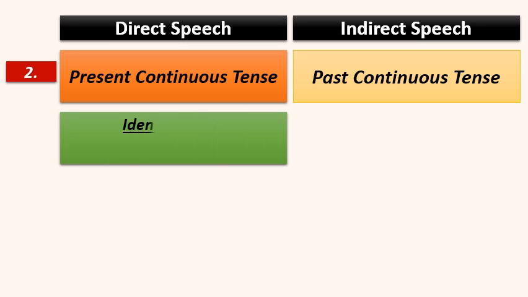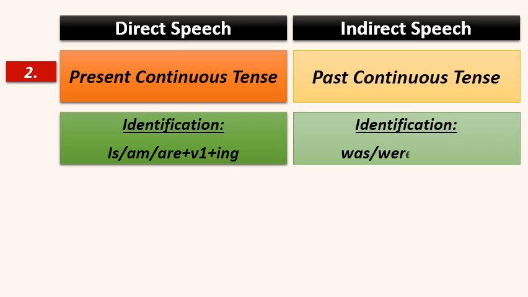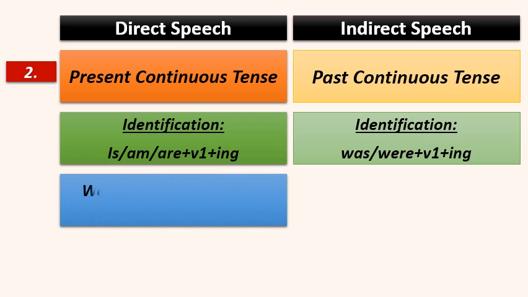So the identification of present continuous tense is is, am, are plus first form of the verb plus ing. And the identification of past continuous tense is was, were plus first form of the verb plus ing. So let us see some examples to clarify it. We said, comma, inverted commas start, we are playing hockey, full stop, inverted commas close. So as you can see, we said. So here said is what? Reporting verb, and it is in the past tense, right?